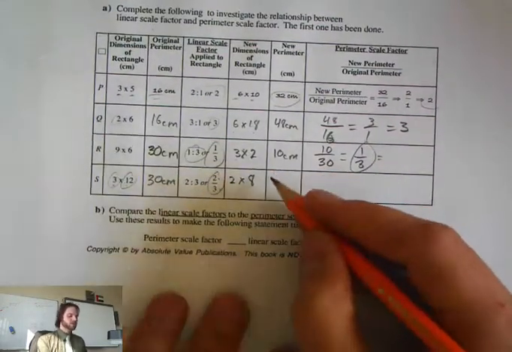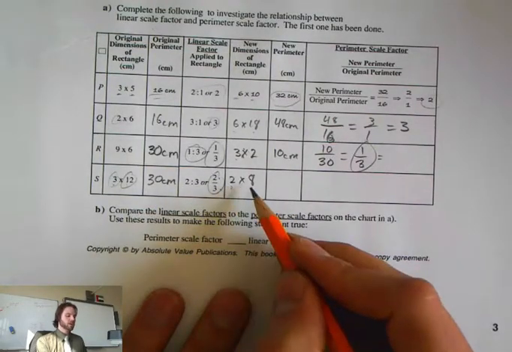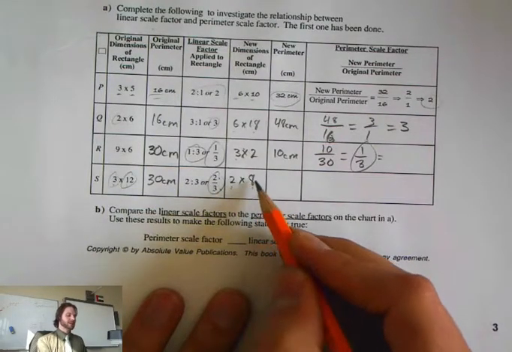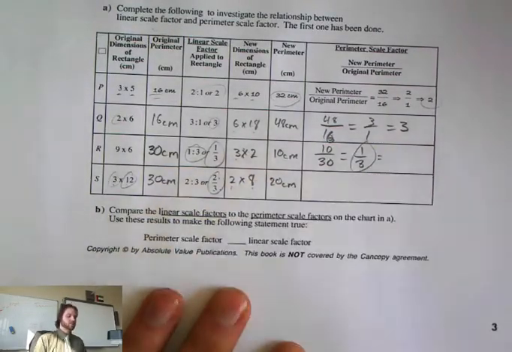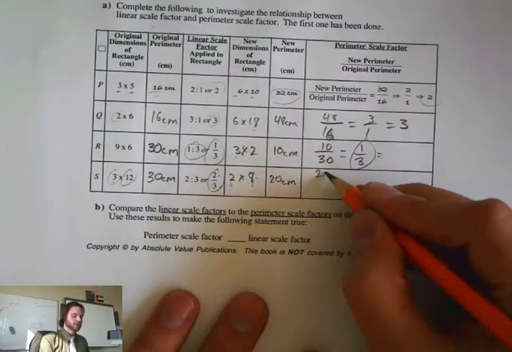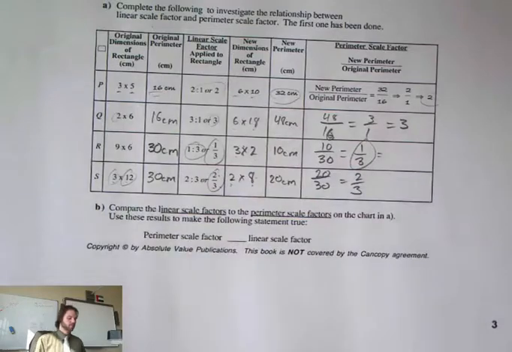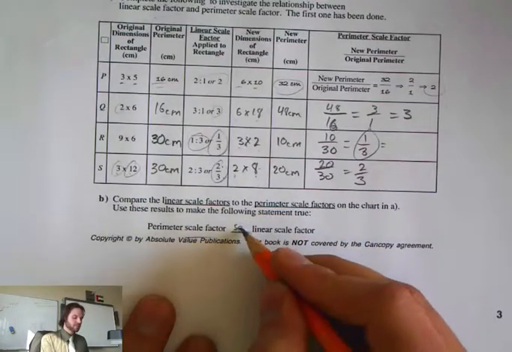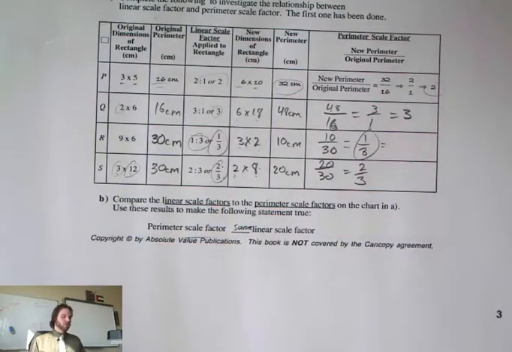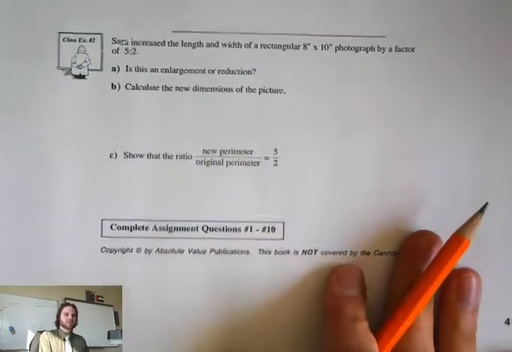Now let's see what this one is. 2 times 2 is 4, 8 times 2 is 16, add those together, and I'm going to end up getting 20 centimeters as my perimeter. So my new is 20, my old is 30, which gives me a ratio of 2 over 3. Okay, so the perimeter scale factor is the same, or equals, the linear scale factor. It's the same, or we could say equals. Let's take a look here.